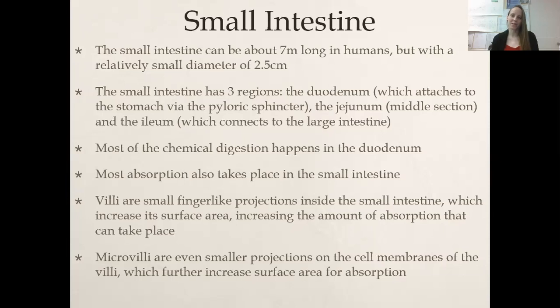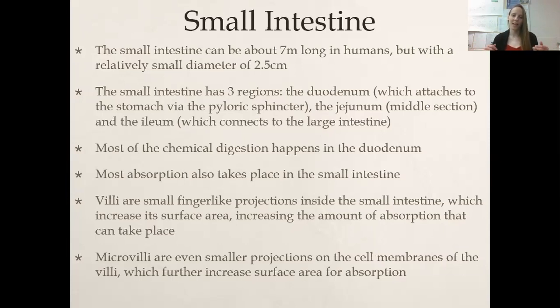Most of the chemical digestion does happen in the duodenum, that first section. By the way, duodenum, also sometimes pronounced duodenum, both, you can pronounce it however you want. The small intestine is the site where most absorption takes place. So most of your nutrients are going to be absorbed here.